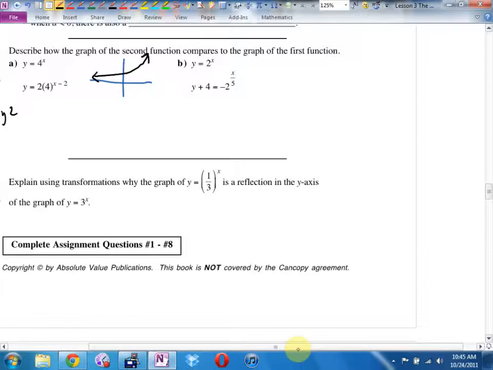Okay, we got a horizontal expansion by 5. Any other expansion compressions? No. Reflections. What? Then what?